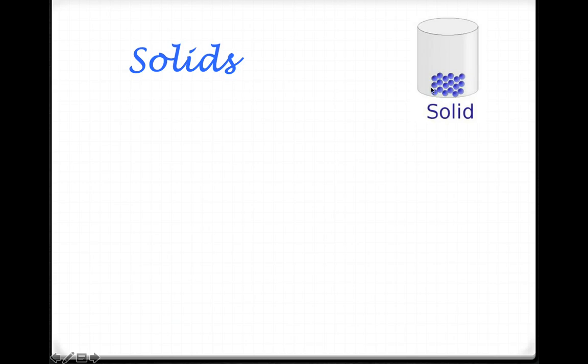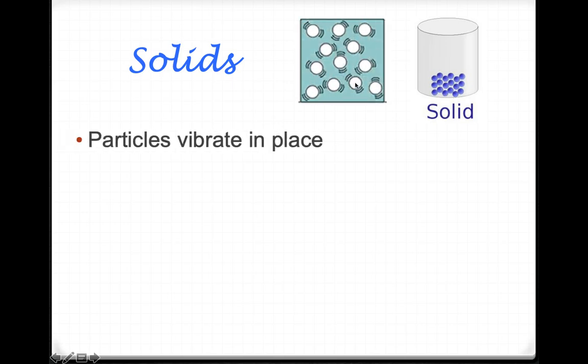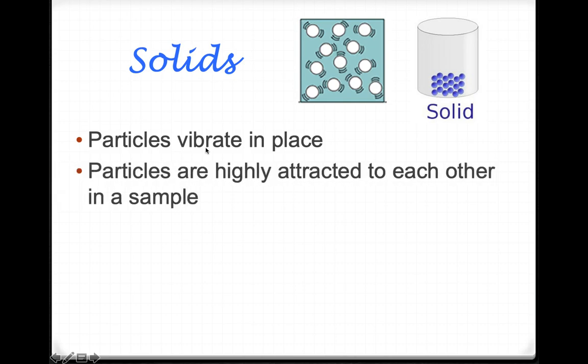So here's what I would have drawn as a particle drawing. If I could see inside a solid, this is generally what the particles would look like. The particles are vibrating in place. There would be my motion description. So in kinetic theory, the particles would be evenly arranged, and they would be vibrating in place. They are highly attracted to each other. This is why the particles stay in their own arrangement.